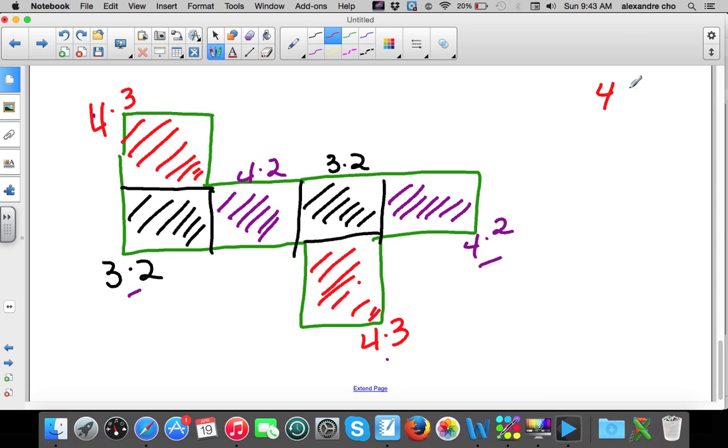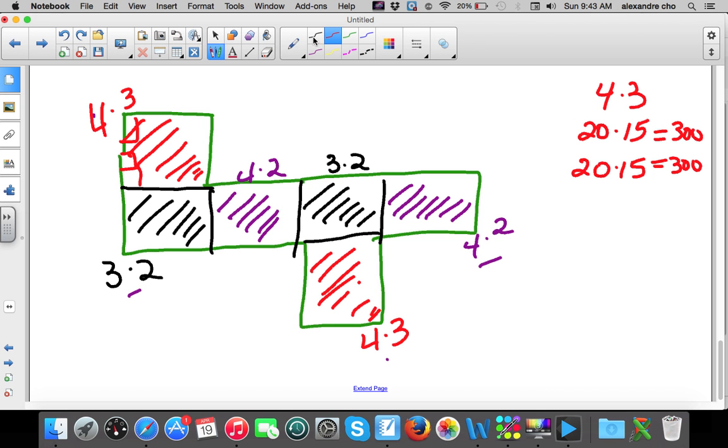So that 4x3 in reality is a 20x15, because it's 1, 2, 3, 4 squares, and each square is worth 5. So we're not counting by 1s, we have to multiply by 5. So that 4x3 is really a 20x15. 20 times 15 gives you 300. And you have a 20 times 15 two times, because there's two of those.